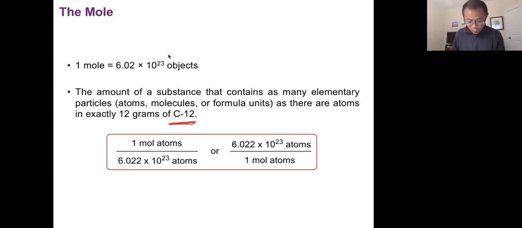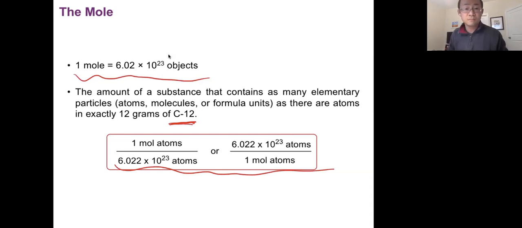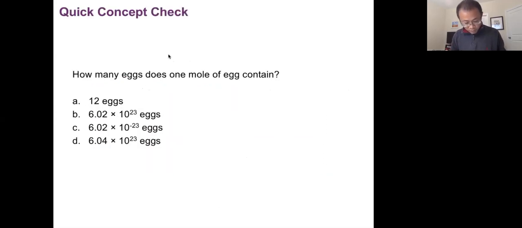Now, because 1 mole equals 6.02 times 10 to the 23rd, that's an equivalence. If you still remember from earlier chapters when we talked about conversion factors, if we have an equivalence, we can create two conversion factors: 1 mole over 6.02 times 10 to the 23rd, or 6.02 times 10 to the 23rd over 1 mole. These are the two conversion factors that can be created from the equivalence 1 mole equals 6.02 times 10 to the 23rd. We will use these conversion factors in a few minutes. Here, concept check: how many eggs does 1 mole of eggs contain?